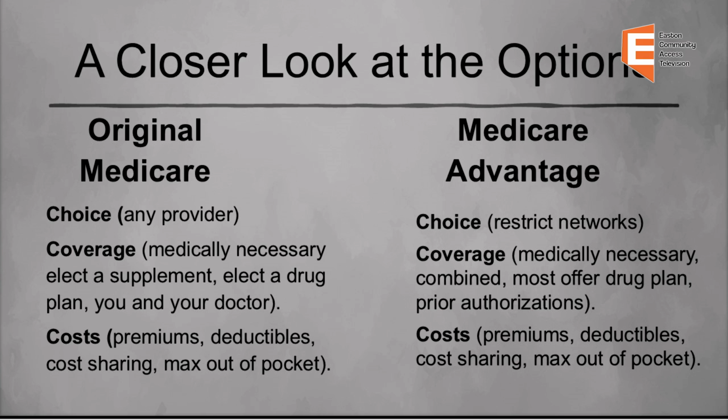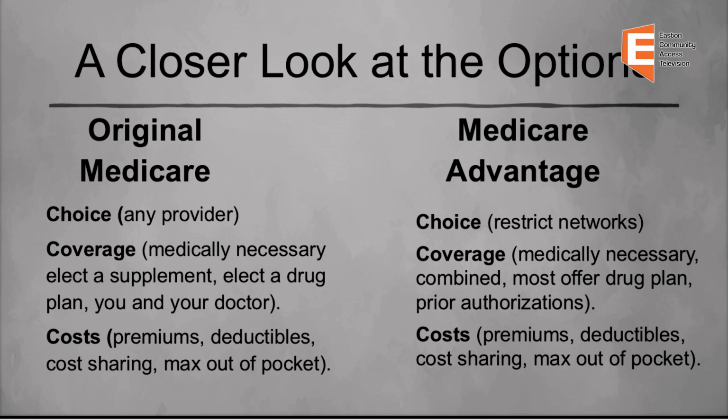For coverage under Original Medicare, you and your doctor determine the best option. You don't need to get approval to cover your services. With Medicare Advantage, you often need approval, or prior authorization as it's known, or pre-authorization from your plan before it'll cover certain services, supplies, and medications. So there's the difference in coverage. Again, it's decisions made by you and your healthcare provider versus decisions often made by health plans.